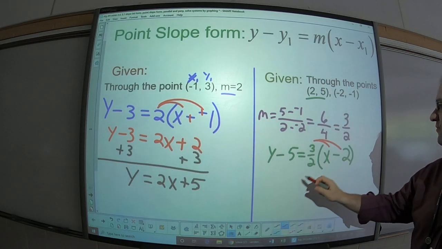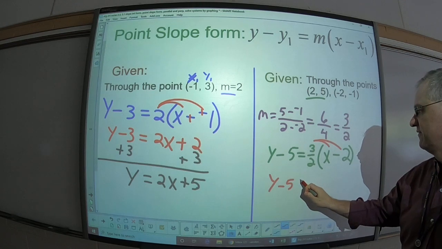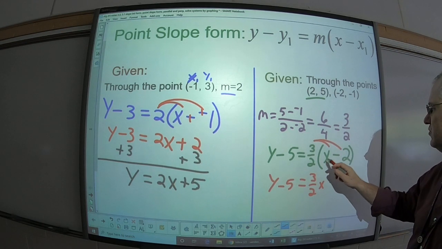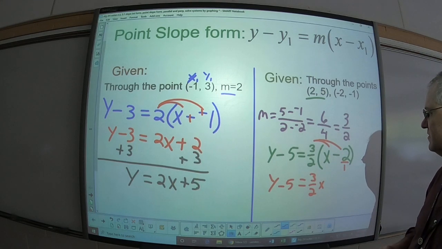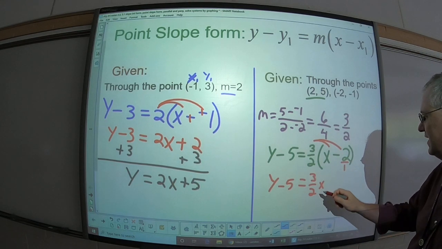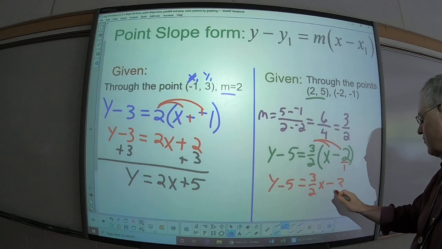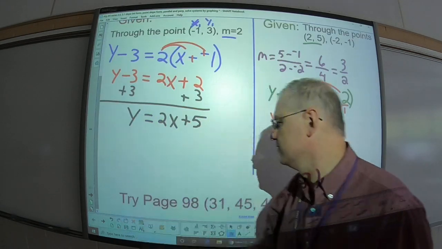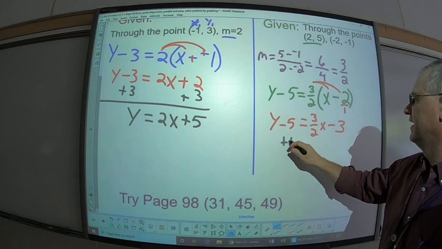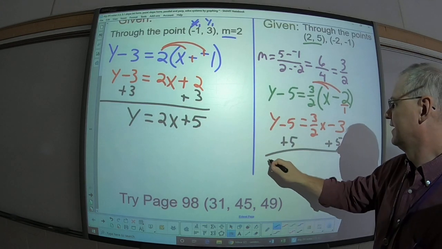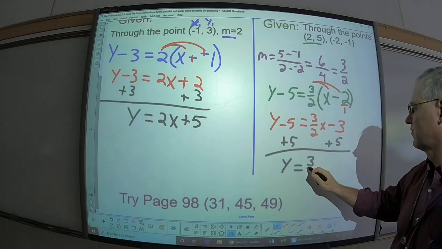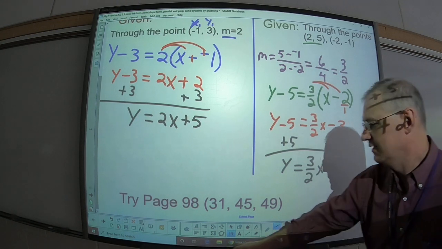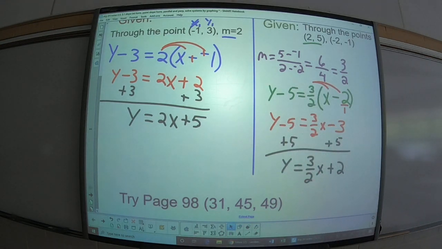Distribute the 3 halves. Y minus 5 equals 3 halves x. Now the 2 over 1 times this 3 over 2, the 2's cancel, negative 3. The only thing I have left to do here is to add 5 to both sides, and I get y equals 3 halves x plus 2, and there's the equation of that line.